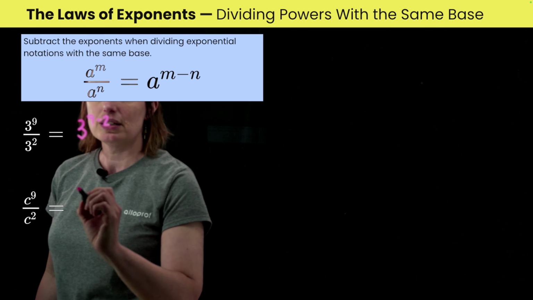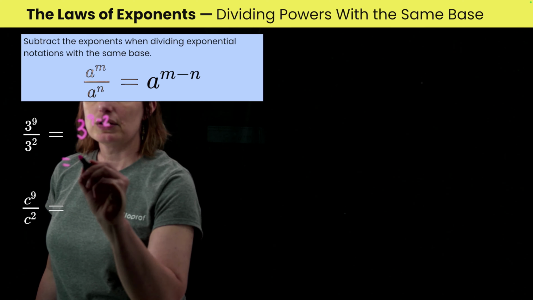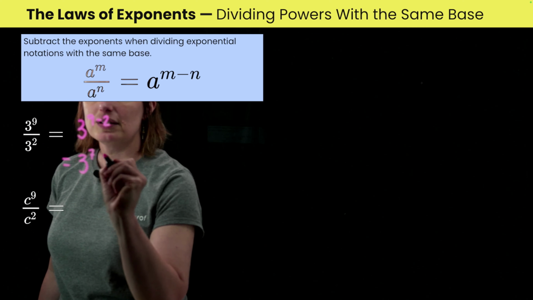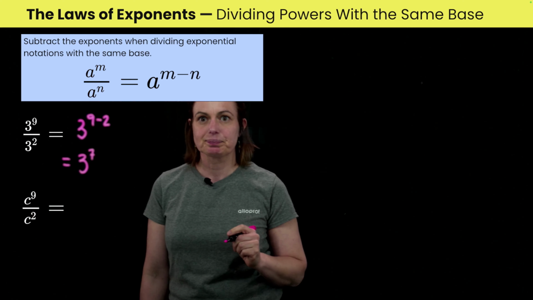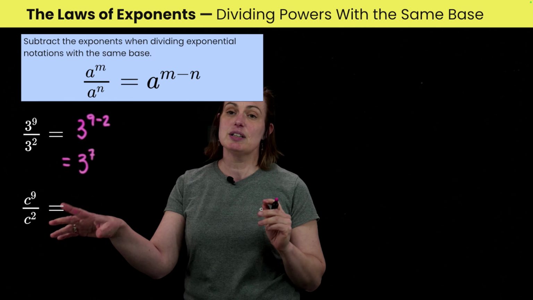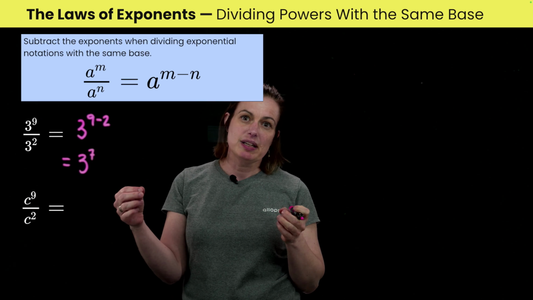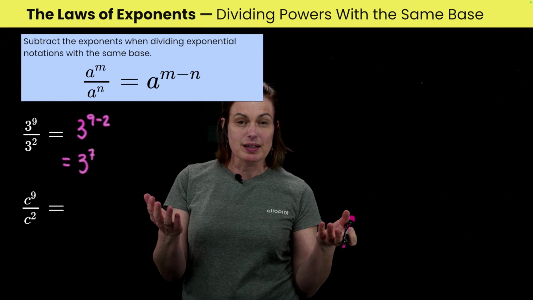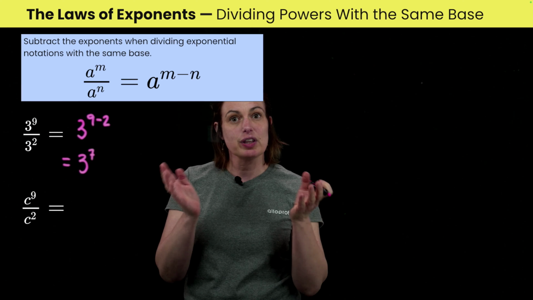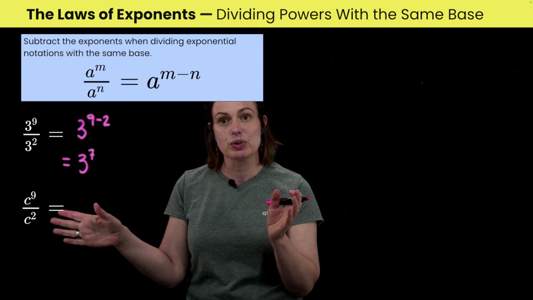So 9 minus 2 will give us 3 to the exponent 7 overall. Now the same thing's going to happen in our second example. You can see that our base this time is a variable. But the only important thing here is to make sure that the variable is the same variable, which of course it is in this case.